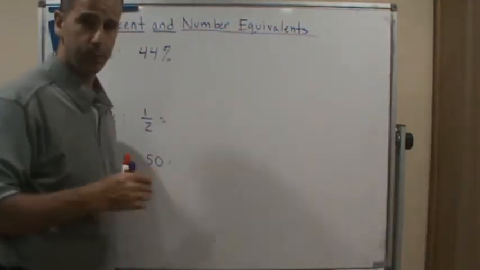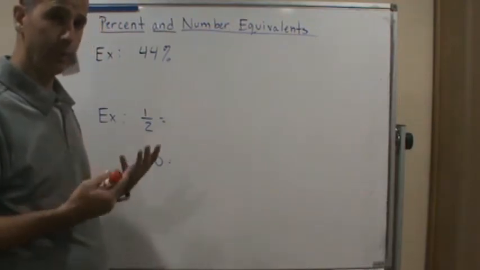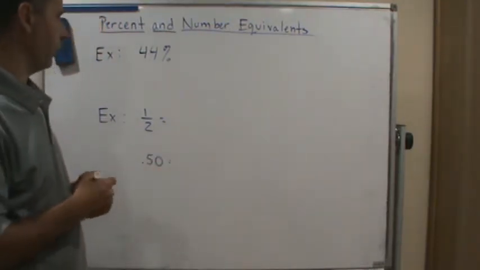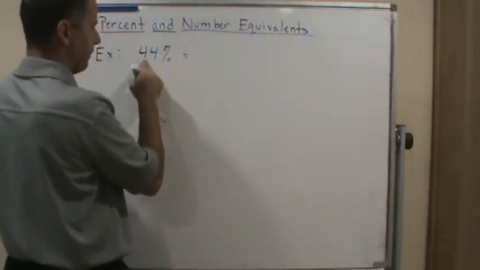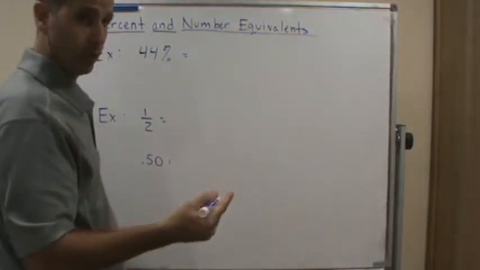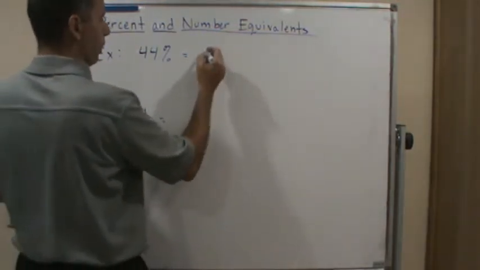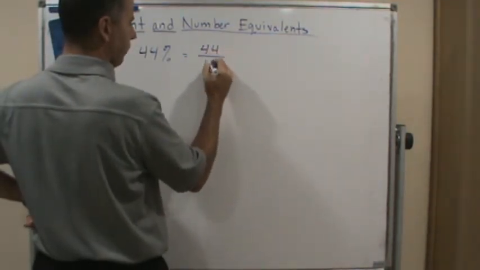To go from a percentage to a decimal, it's very easy. All you have to do is remember what the definition of percent means. It means per 100. So this 44% means 44 out of 100, or 44 hundredths. So this is equal to 44 over 100.